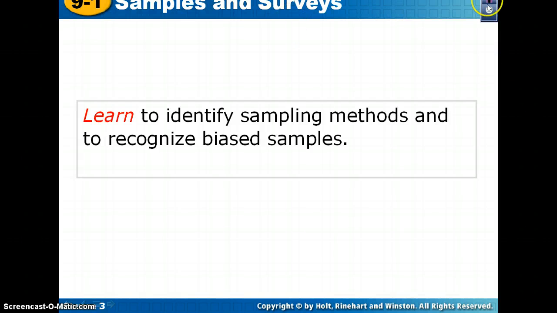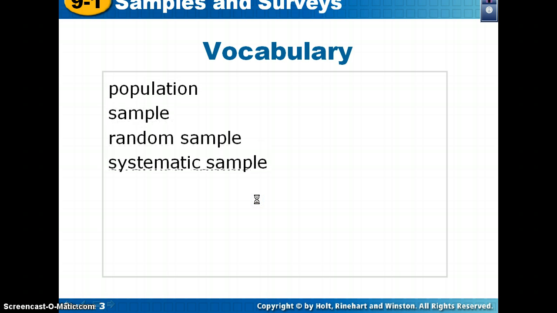Here's one of our last minute topics prior to cramming for the STAR test. I need to talk about samples and surveys. Today we're going to learn how to identify sampling methods and recognize biased samples. Here's all of our vocabulary.